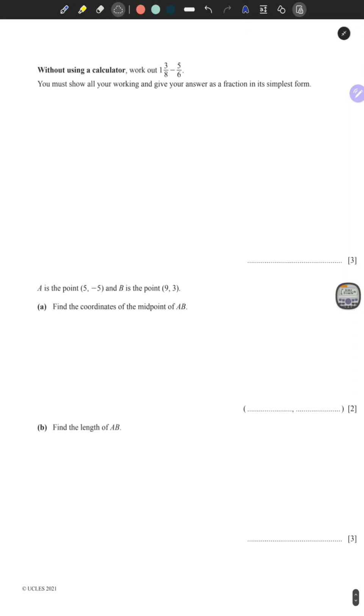Right. Without using a calculator, work out 1 3/8 minus 5/6. You must show all your working and give your answer as a fraction in simplest form. Okay, I guess this is a piece of cake question.